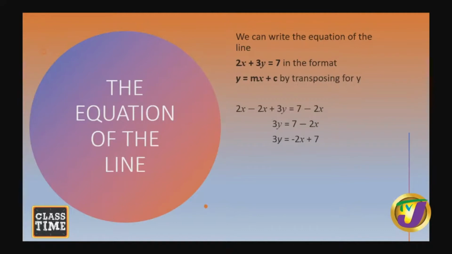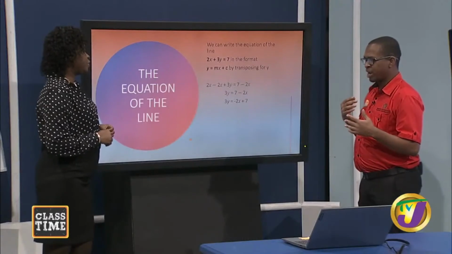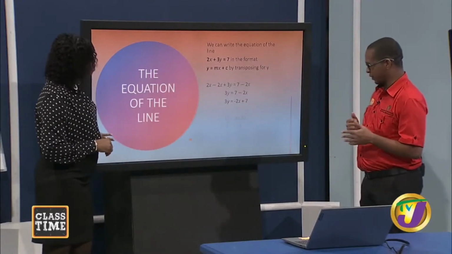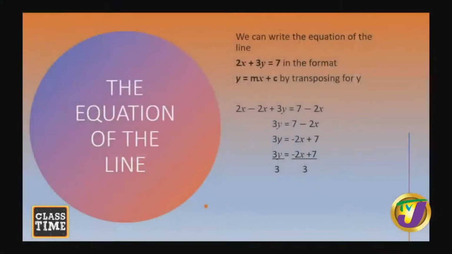We just do that so it looks like the slope-intercept form. So we have 3y, and we have not yet isolated y. What's the next step? 3y is 3 multiplied by y, so we do the inverse operation, which is division. We divide both sides of the equation by 3, and that isolates y. So we'd have y equals negative 2x plus 7, all divided by 3. All right, so we have transposed this linear equation to the slope-intercept form.